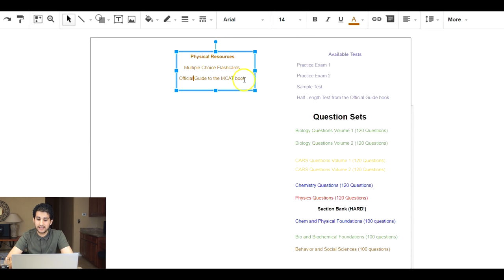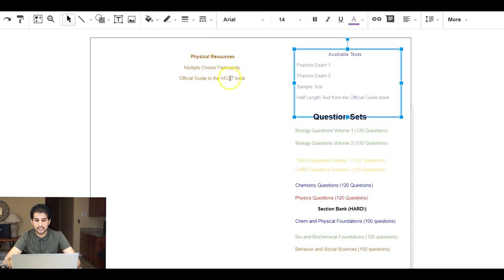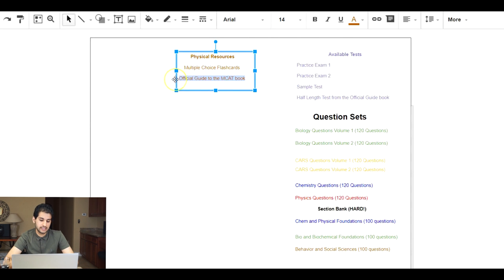The Official Guide to the MCAT book basically guides you through what the MCAT is like, and it does have questions in it, but those questions are compiled in a half-length test already on their website. So I don't recommend reading that book.